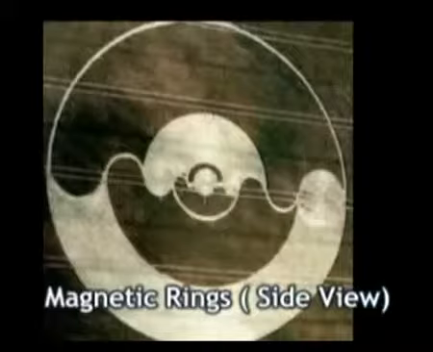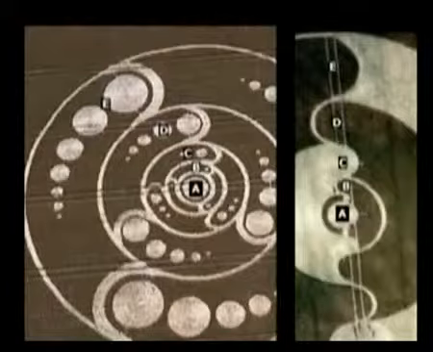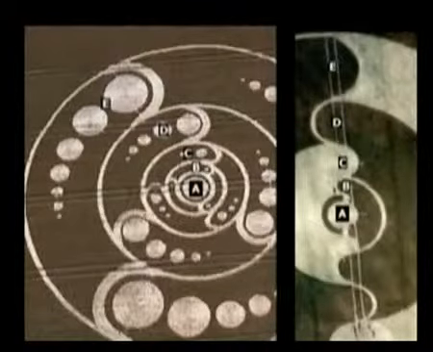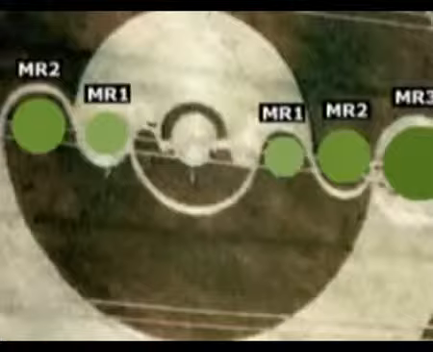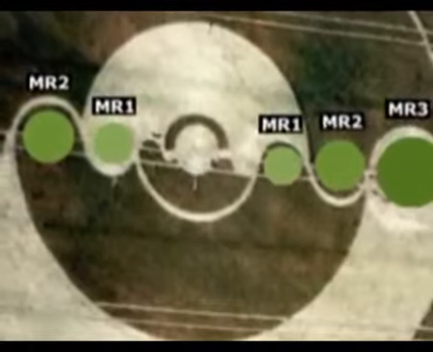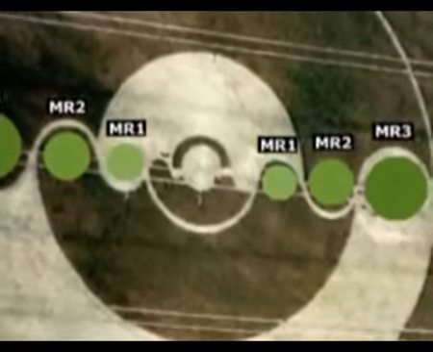On Sunday the 15th of July 2001, the following formation was found. Notice that this is a side view. See how obvious the relation is. Here, we can draw in the magnetic rings. This is very interesting.